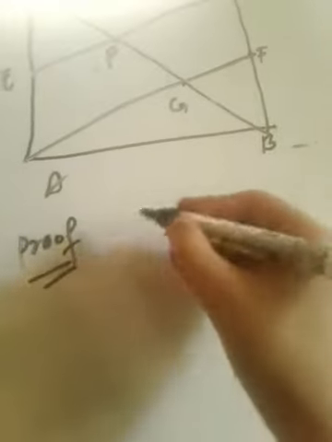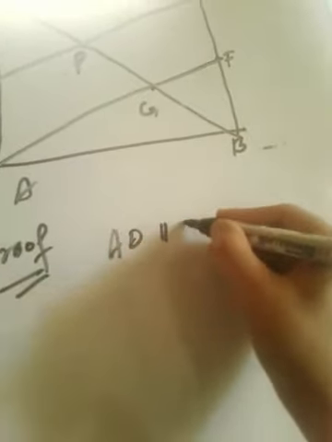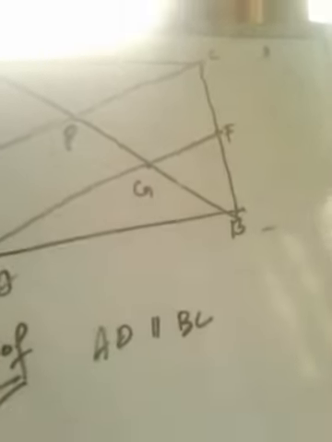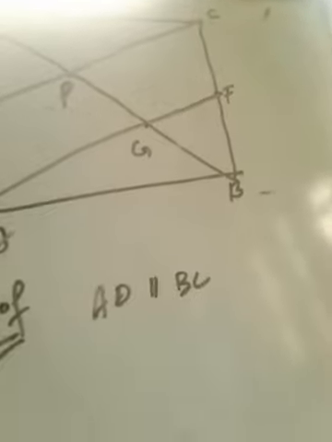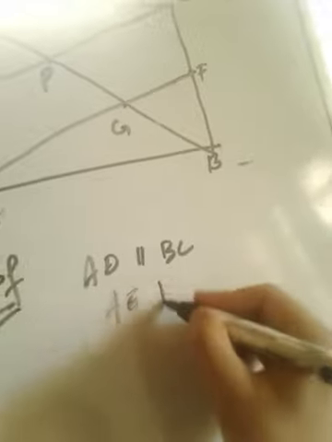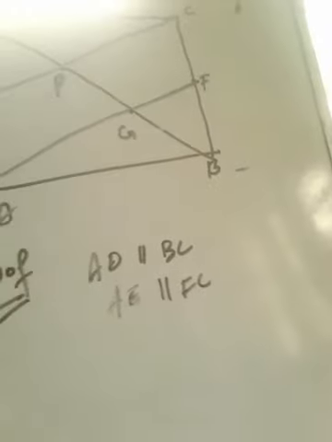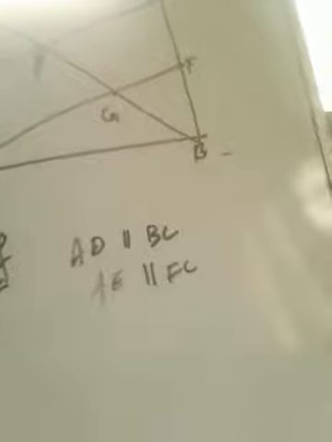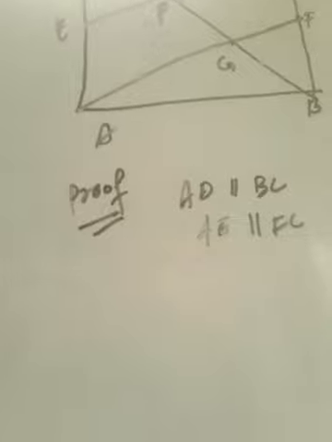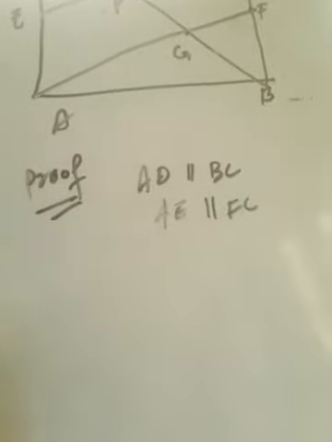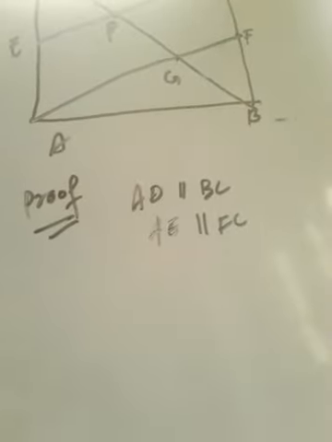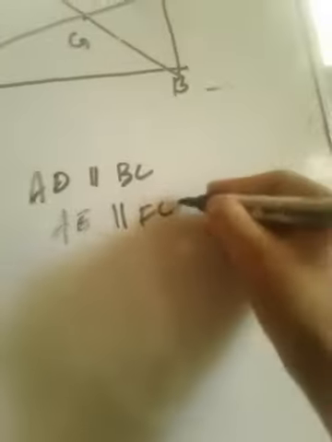Very simple. Look, AD parallel BC, is it? Yes, of course it is, because ABCD is a parallelogram, opposite sides are parallel. So can we say that AE is parallel to FC? How? I already told you in the previous video lectures that whenever whole lines are parallel, then their halves are also parallel, their parts are also parallel. Remember this. So AE parallel FC.